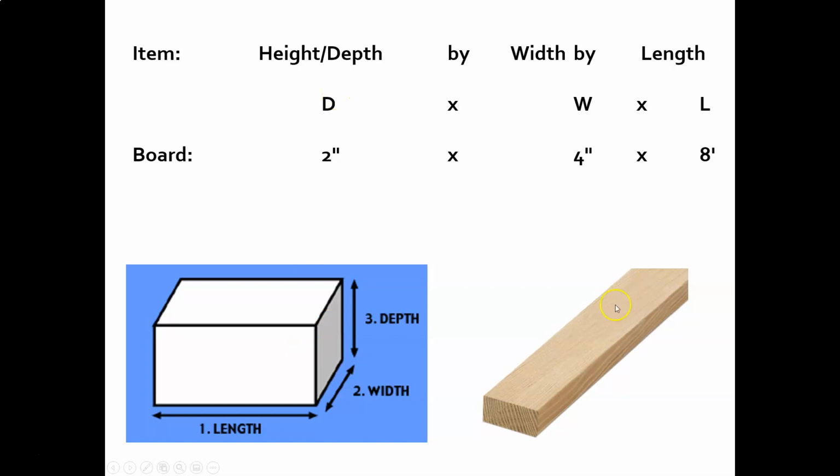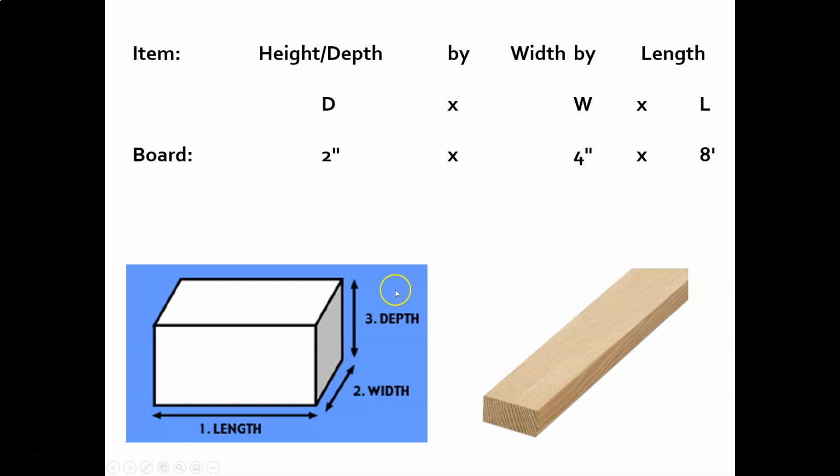So when taking quantities, be it figuring out the volume of concrete or talking about a 2x4, we always talk about things in height and depth, width and length. Okay. So depth times width times length. So this board is 2 inches deep here. It is 4 inches wide on the face, and it is 8 feet long.